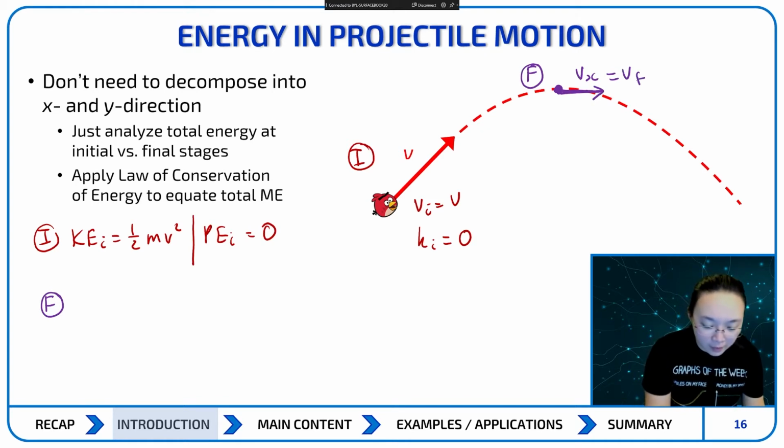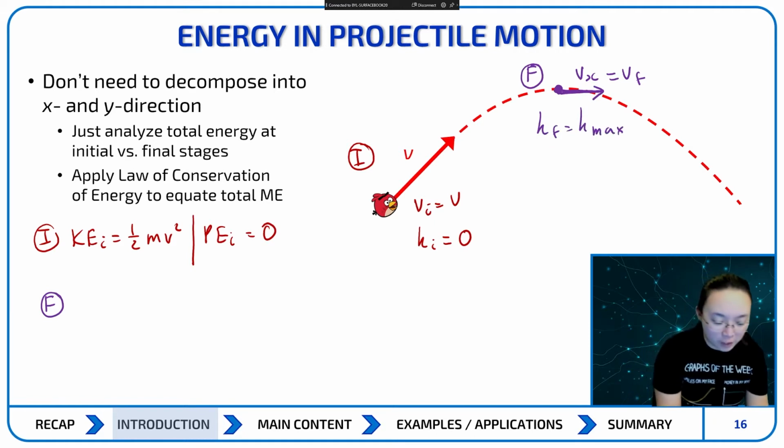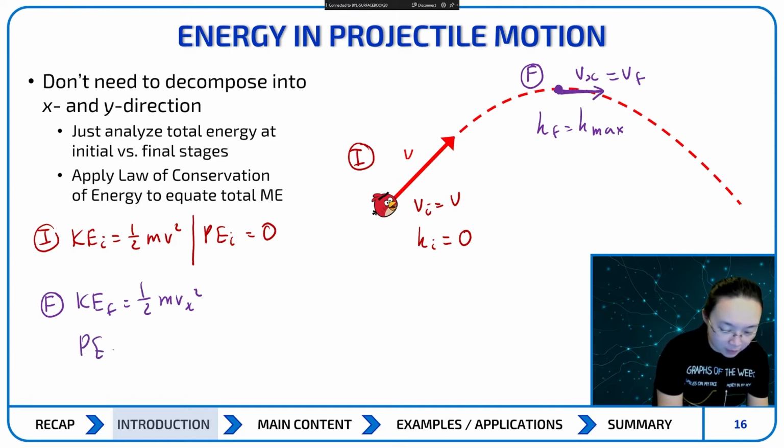Next, you know that the height, hf, is equal to hmax. So therefore, I'll be able to figure out my final kinetic energy, which is 1/2 m vx squared. And I'll be able to figure out an equation for PEf, which is mg hmax.